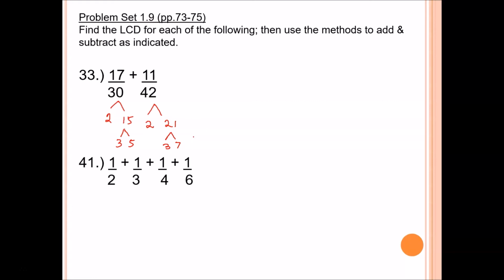Okay, so what will be our LCD? It's 2 times 3 times 5. No need to repeat the 2 again. And then we take 7. So 2 times 3 is 6, 6 times 5 is 30, and 30 times 7 is 210.